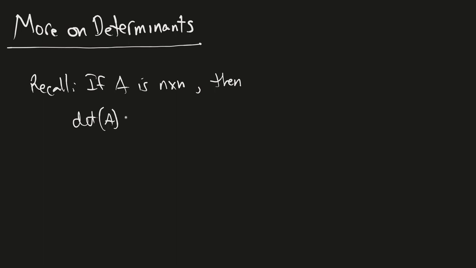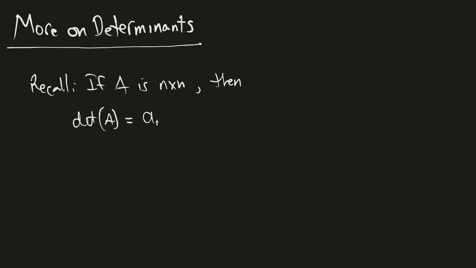We're now going to continue our look at determinants of larger matrices. Previously we defined the determinant of an n by n matrix using this cofactor expansion. So let me remind you of that definition. Recall, if A is n by n, then the determinant of A is defined by this quantity.